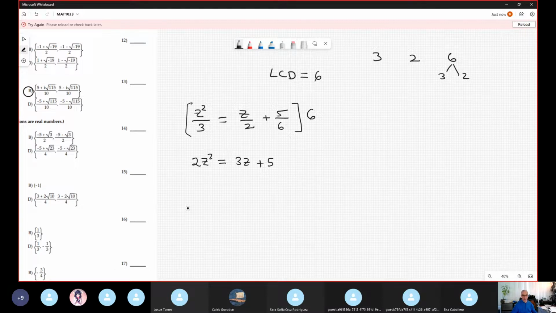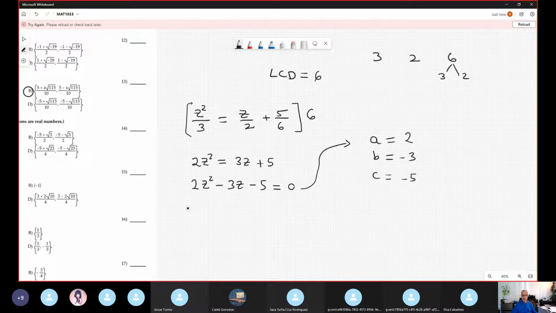Now, is it ready to start? No, because it's not presented in standard form. So you copy 2c squared minus 3c minus 5 equals 0. Okay, now this is a crucial moment. You identify a, b, and c. a is 2, b is negative 3, and c is negative 5. And be careful with the signs in the formula.